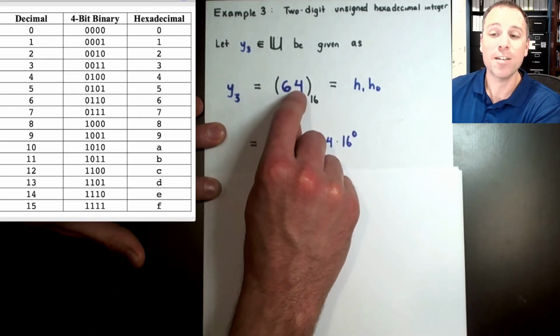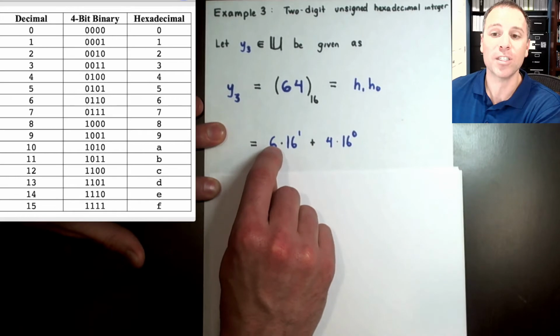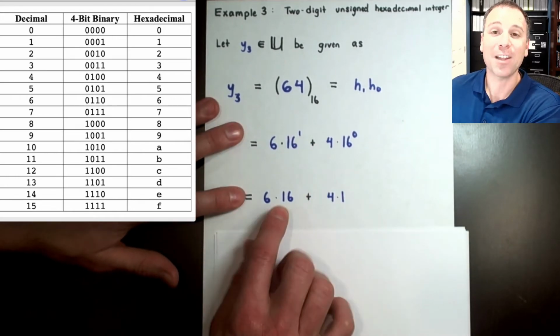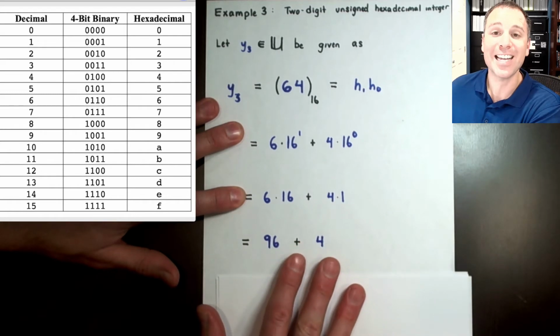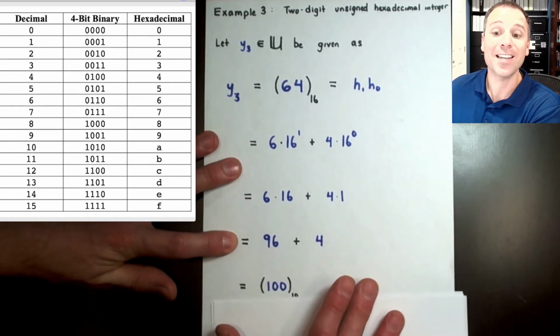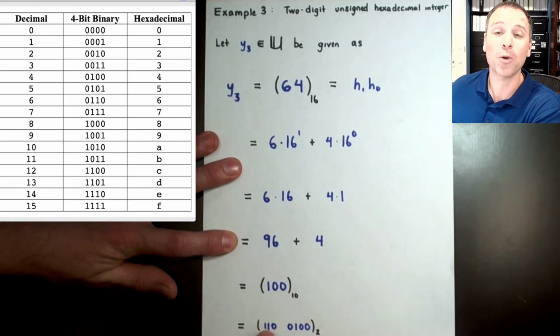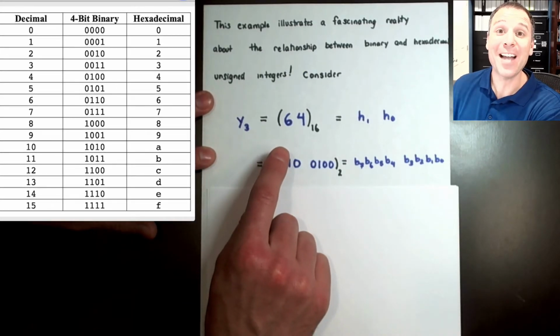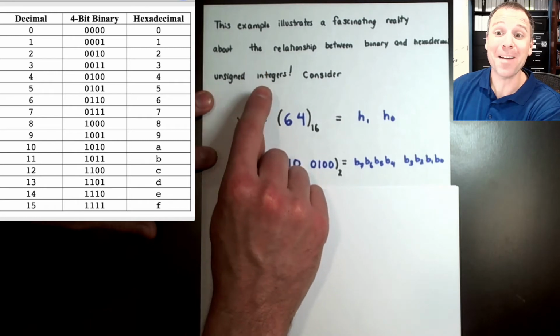So the number 64 in base 16 is equivalent to 6 times 16 plus 4 times 1. That's exactly what we see here. 6 times 16 is 96. 4 times 1 is 4. 96 plus 4 is, ding, ding, ding, ding, 100 in base 10, which is identical to 1100100 in base 2. I want to show you something fascinating that arises from this particular example.